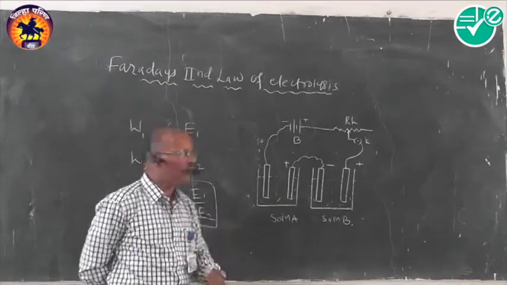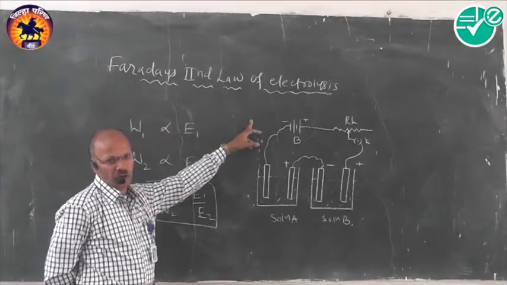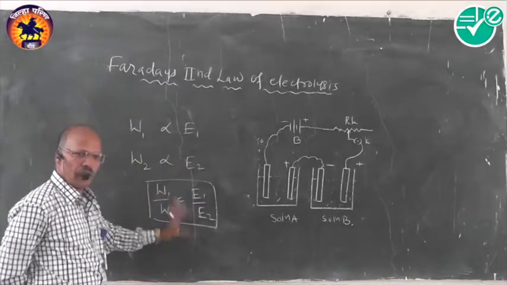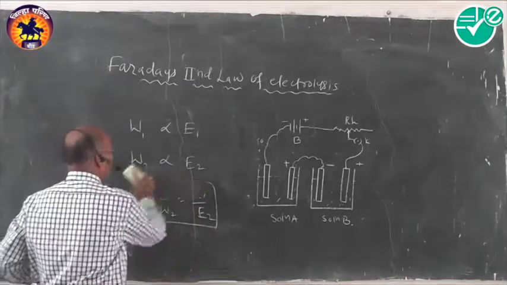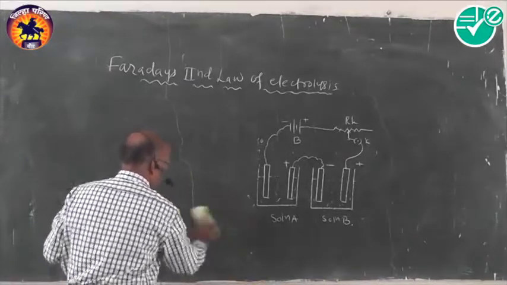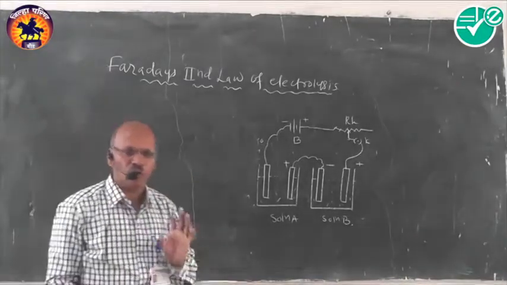So what is this statement? We generally call it Faraday's second law. We can write the equation in this fashion. Accepted. Now let us think about this Faraday's law. What are the possible MCQ points?